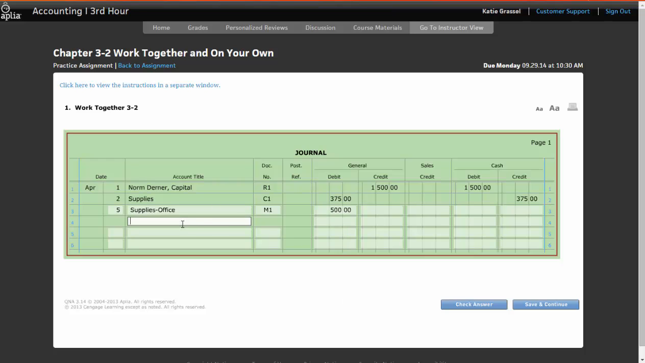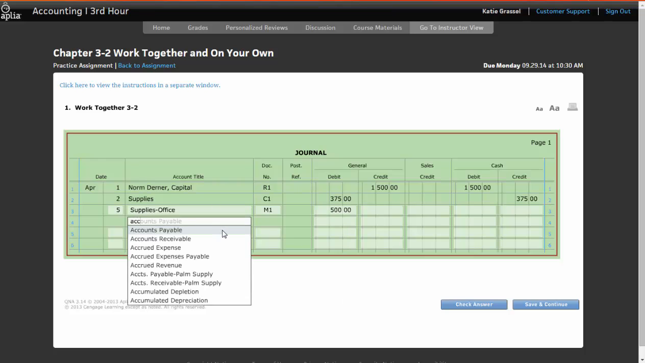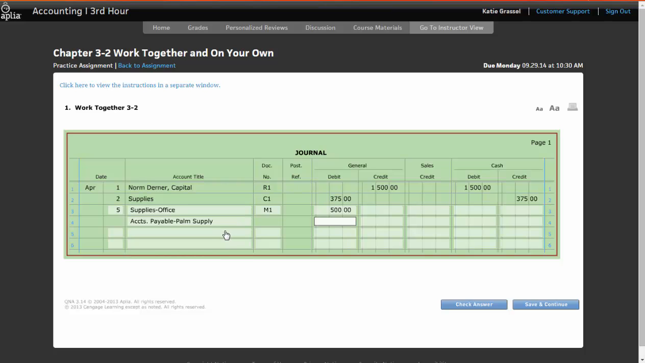And then we are going to credit accounts payable Palm Supply. Make sure you choose payable, not receivable. And we are not affecting anything in the sales, cash debit, or cash credit column. Remember, in our journal, we don't have to affect every column. We just affect the columns that are being affected by this transaction.